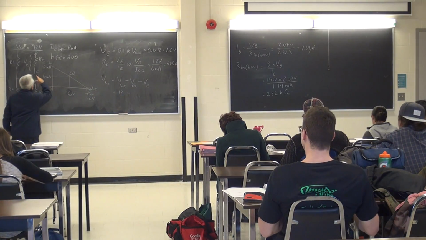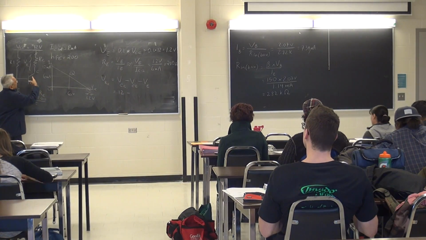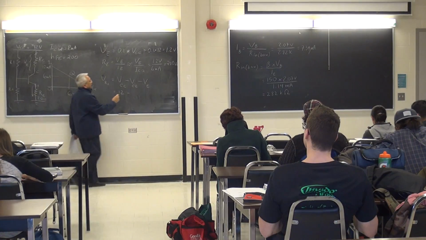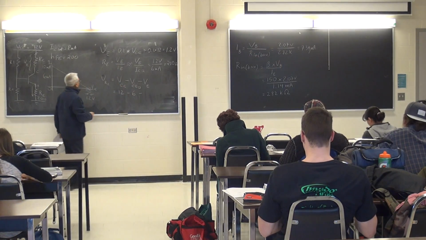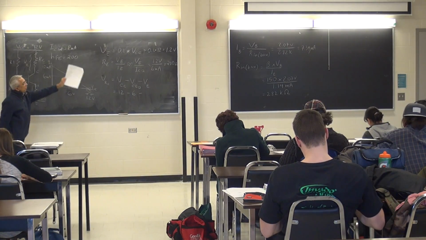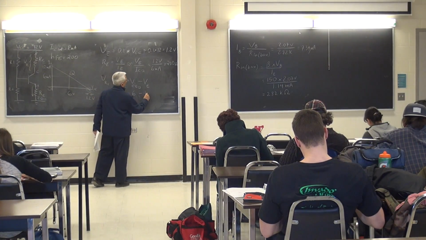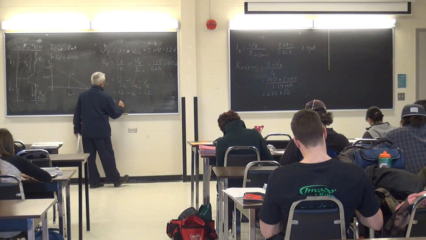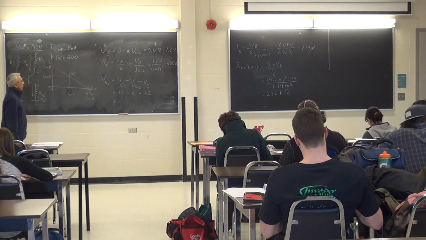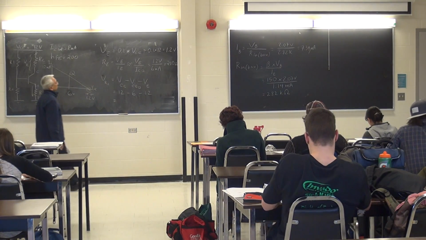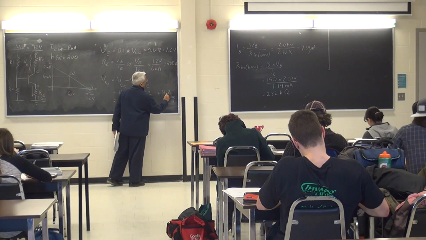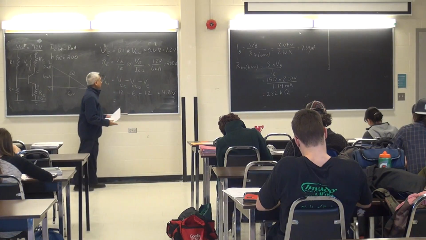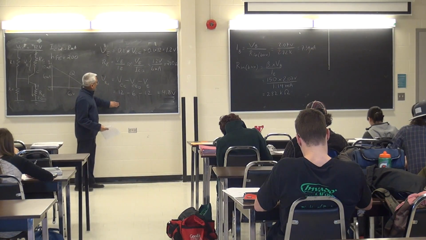VCE, what is VCE? 6. That's my cube. So write down 6. VE, I calculated it, 1.2. What do you get? 4.8 volts. Okay?